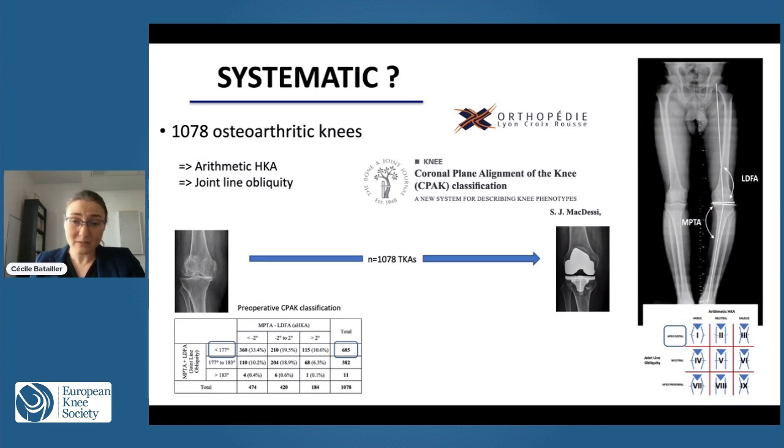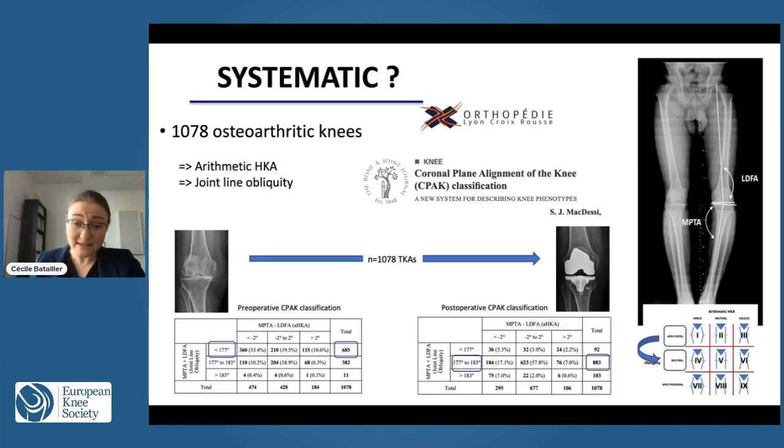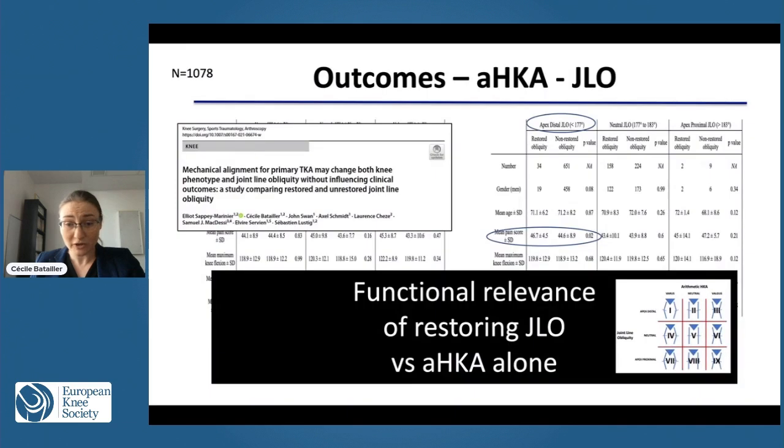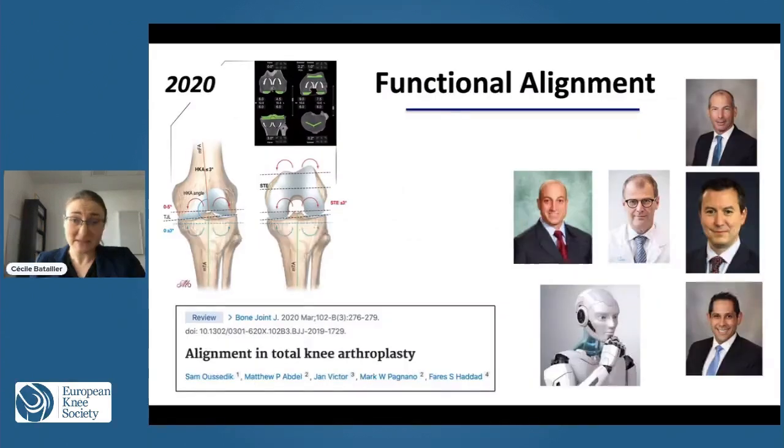With mainly preoperative varus knee deformity. And when we assessed the functional outcomes for this population, we found that when we restore the native joint line obliquity, we decrease the pain after the total knee arthroplasty. So we improve the functional outcomes when we try to restore the knee deformity.